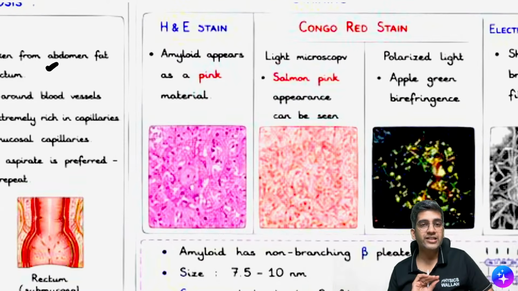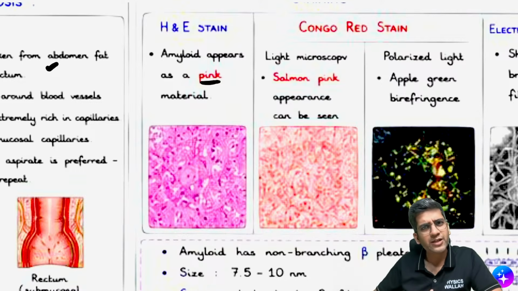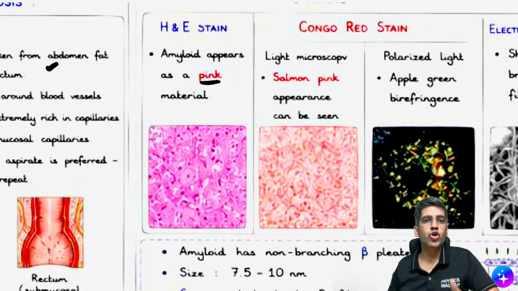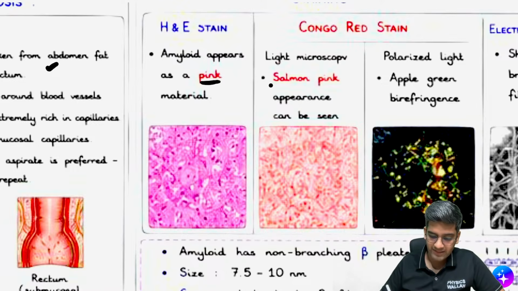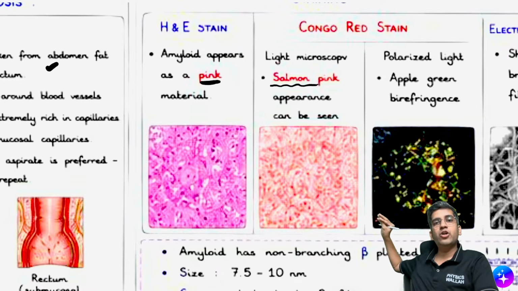The moment you do an H&E, amyloid is a protein, it will be pink in color. Okay, many things are pink in color. So we have stains. Congo red. In a light microscopy, you have salmon pink color. See, both are here, Congo red stains. In a light microscopy, you have an orangish pink color. That is your salmon pink color.